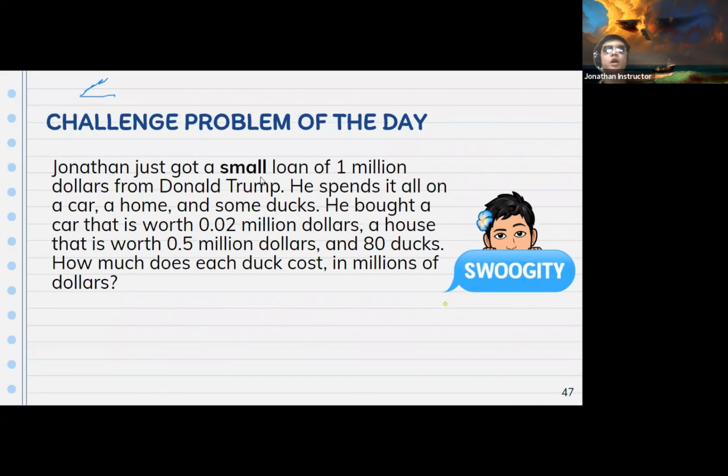I got a small loan of $1 million from Donald Trump. Really small, not a lot of money for me. Yeah, I'm just that rich. So I spent all of it on a car, a new house, and a bunch of ducks. I bought a car that was worth $0.02 million, a house that was worth $0.5 million, and 80 ducks. So how much does each duck cost in $1 million?